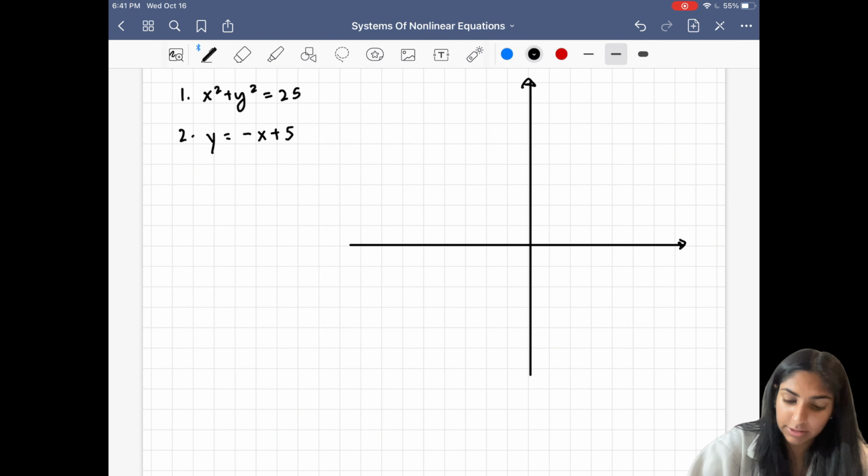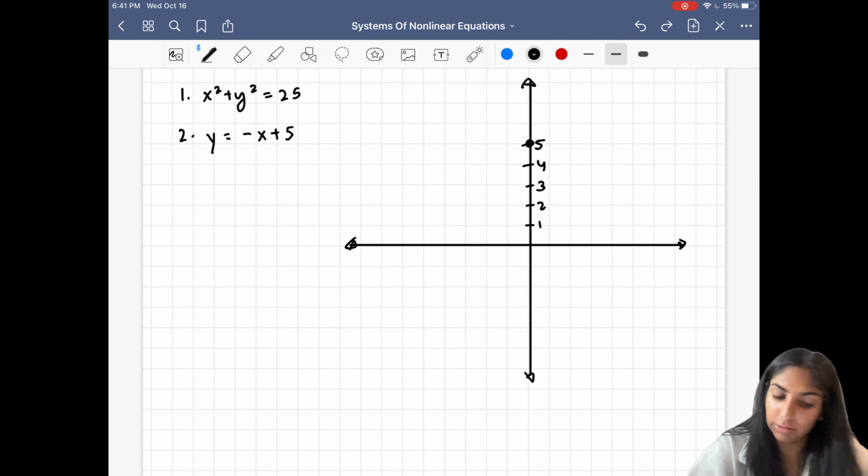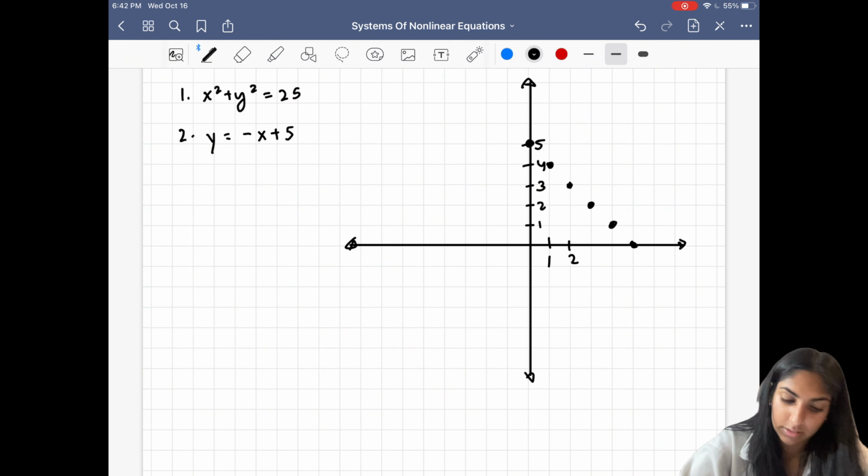Let's graph the line first. So the line is going to have a y-intercept of 5, because when x is 0, y is going to be 5. So right there. And its slope is negative 1. And so let's say at x equals 1, y is going to be equal to 4. At x equals 2, y is going to be equal to 3, and so on. So this is what the line looks like.